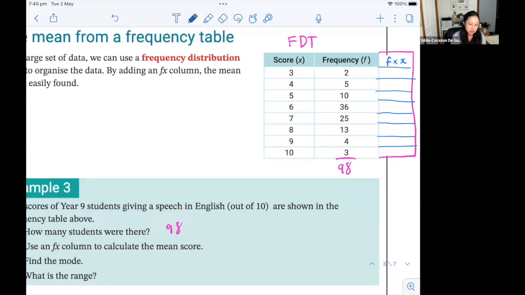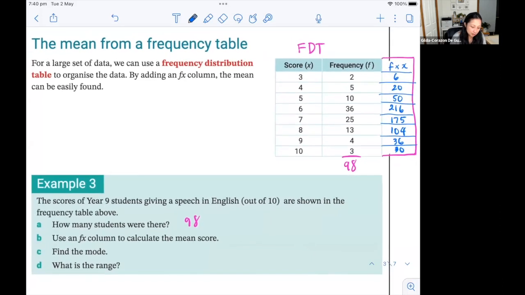Frequency times the score, 2 times 3 is 6, 5 times 4 is 20, 10 times 5 is 50, 36 times 6, according to my calculator, is 216. 25 times 7, that's 175. 8 times 13 is 104. 9 times 4, I'm getting lazier and lazier, is 36. And then 10 times 3 is 30, right?